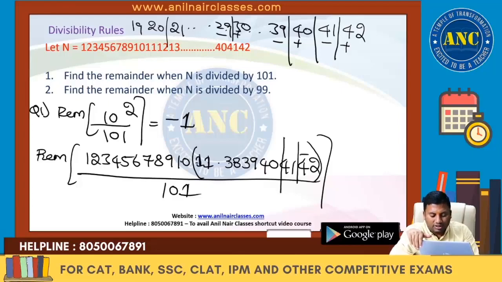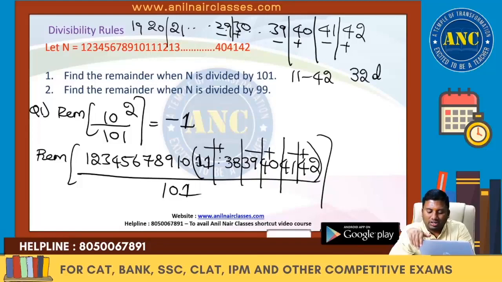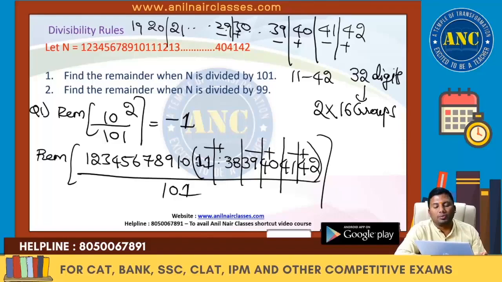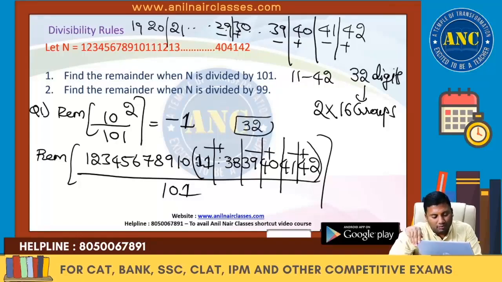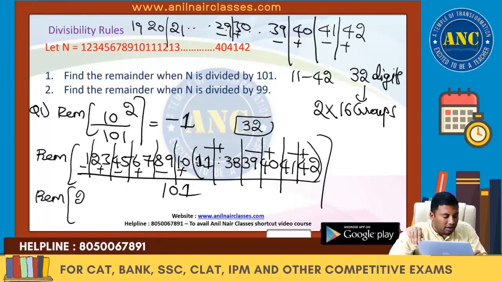So take a group of two digits, alternately plus and minus. From 11 to 42, total numbers are 32, which is 16 groups. Each group has a net value of 1. Are you all with me? So 16 into 1 gives 16 for this entire part. Now from the remaining part, alternately take a group of two digits, plus and minus. So what will be the answer? 23 minus 1 is 22, 67 minus 45 is 22.